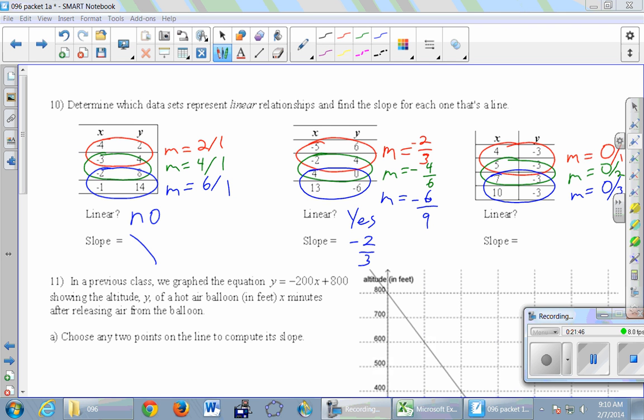Okay, and then for the last one, I got 0/1, 0/2, and 0/3. Are those the same? They are. They're all 0. And Brittany says this is what kind of a line? Yeah, if you plot these points, you'll see that this is actually a horizontal line. It's kind of special. And so is it linear? Yes, it is. And what is the slope? It's just straight 0. 0 divided by anything is 0.